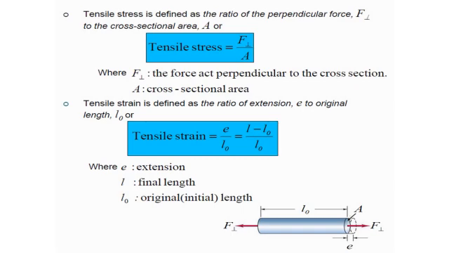Now the tensile strain, what is the tensile strain? It is the change in the size and shape after deformation. So tensile strain is defined as the ratio of the extension E to the original length L naught. Tensile strain is equal to E, the change in the length, by the original length. So E can also be written as L minus L naught, where L is the final length and L naught is the initial length, divided by L naught. So the strain is the final length minus the original length divided by the original length.